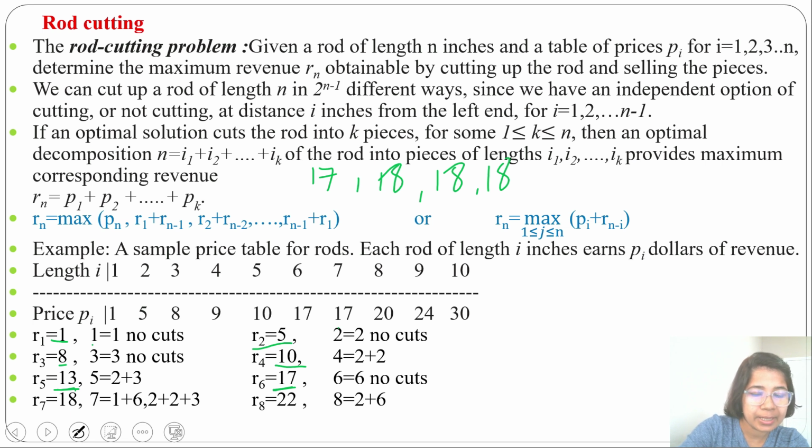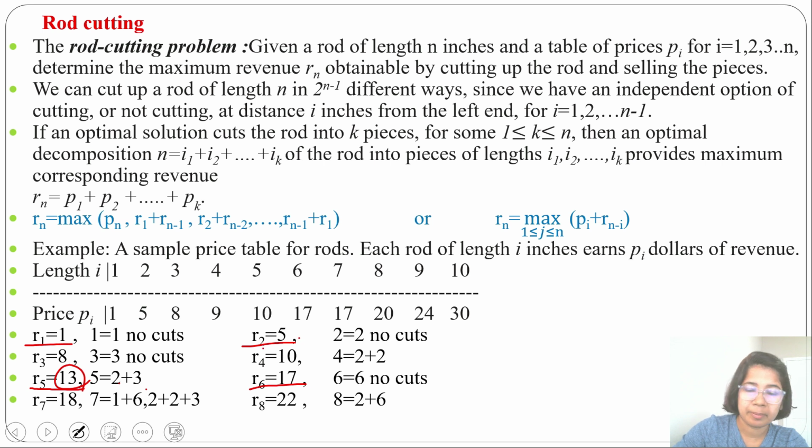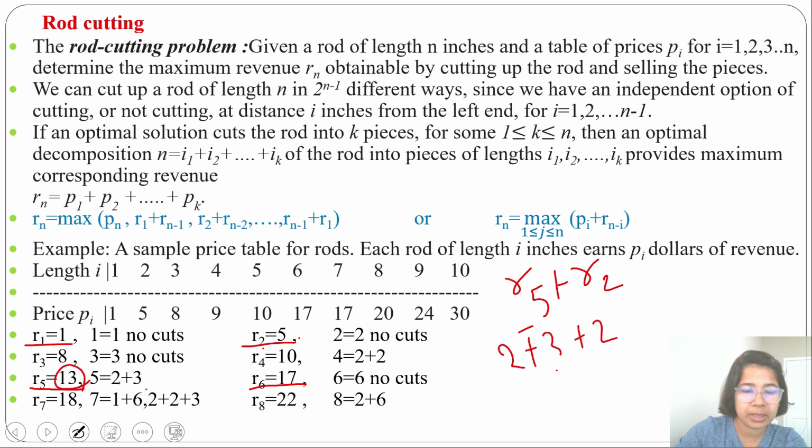We can do 6 plus 1 or 1 plus 6 or R5 plus R2. So R5 is 13 by 2 plus 3 and R2 is 5. So R5 plus R2. R5 is 2 plus 3. R2 is 2. So 2 plus 2 plus 3. We are also getting 18.